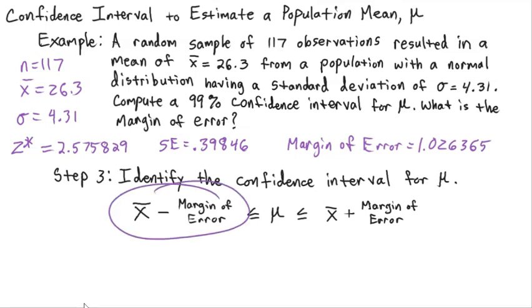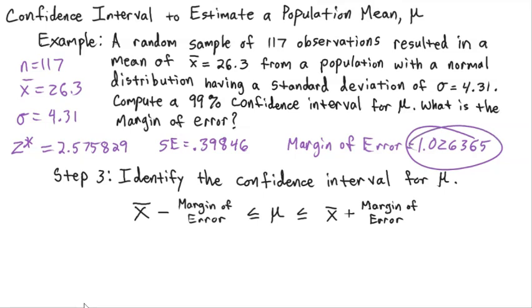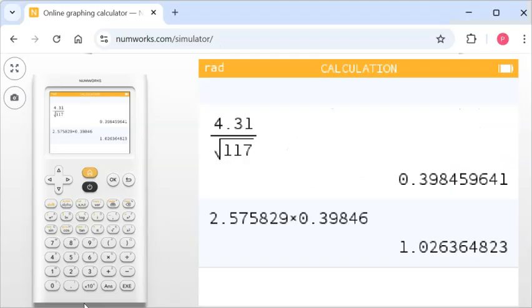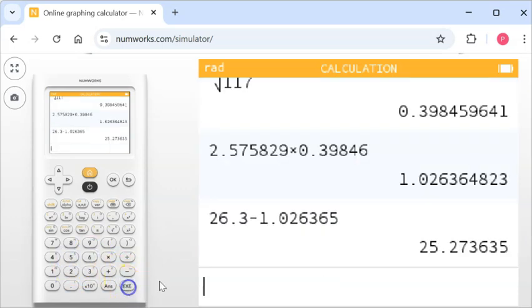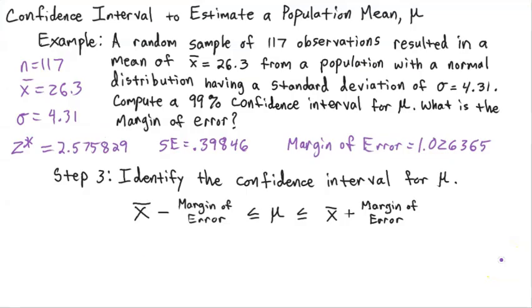Over here, we're going to do x bar, which is 26.3 minus 1.026365. We're going to go to 3 decimal places here. So 25.274. Then we have the less than or equal to mu, less than or equal to.